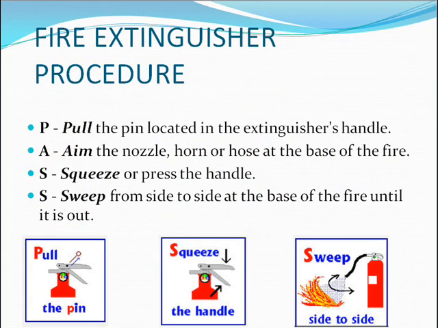P. Pull the pin located in the extinguisher's handle. A. Aim the nozzle, horn, or hose at the base of the fire. S. Squeeze or press the handle. S. Sweep from side to side at the base of the fire until it's out. Pull, aim, squeeze, sweep. PASS.